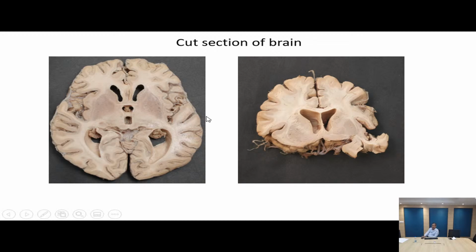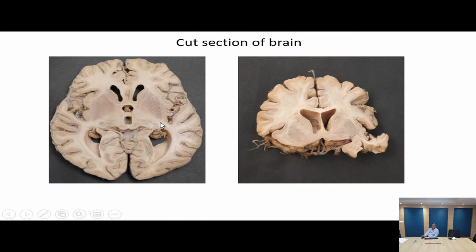So you know now that the cerebral hemispheres are made up of an outer layer of gray matter, an inner layer of white matter, and within the white matter again there are some groups of gray matter which are known as the basal ganglia.